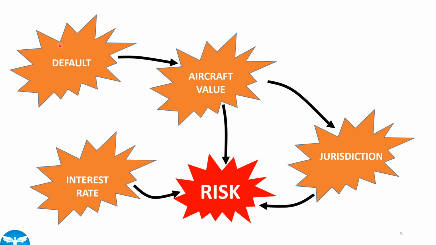So we have basically these risk factors. We have the default risk, we have the aircraft value risk, we have the jurisdictional risk, which is the matter of getting the aircraft back in time and at a limited cost. That all drives risk. And then you have the interest rate risk. So let's look at these one at a time.